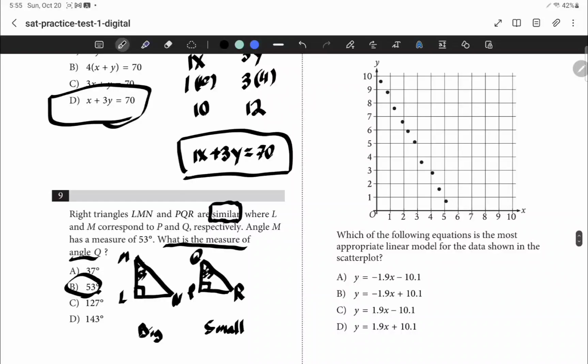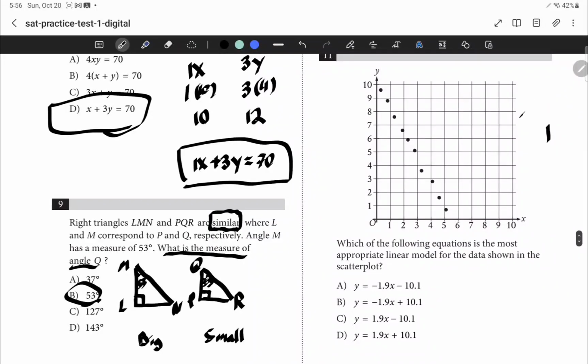Now, let's read it carefully. It says, which of the following equations is the most appropriate linear model for the data shown in the scatter plot? So first things first, look at your equation. Is it a positive or a negative linear equation?